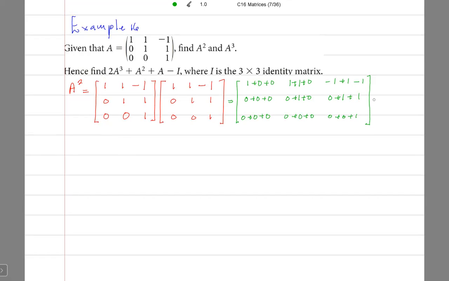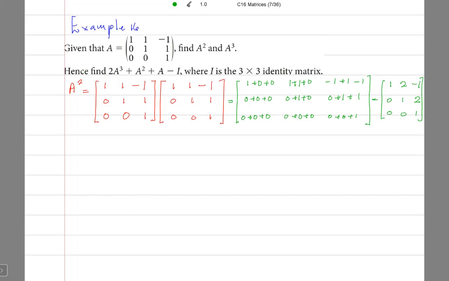And so our answer here would be 1, 2, minus 1, 0, 1, 2, and 0, 0, 1. All right, so that is what we get when we multiply A by A. So that would be A squared.